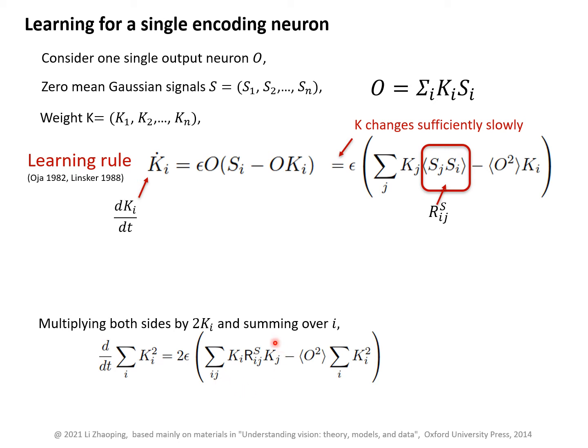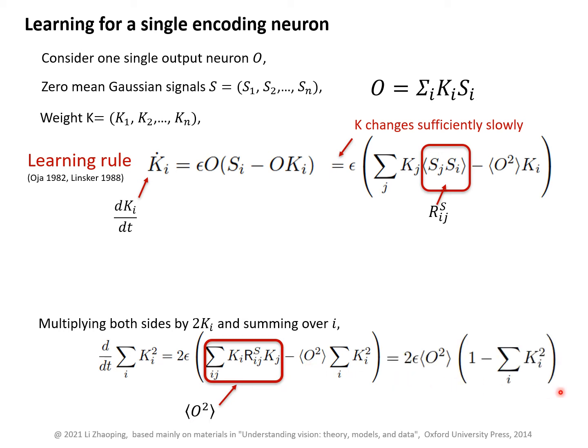We notice that this term is equal to the ensemble average of O squared, just by noticing that O was here, and so O squared will be something looking like that, then do the ensemble average. And so this O squared is the same as that O squared, so the whole thing is equal to this, with the O squared factored out.